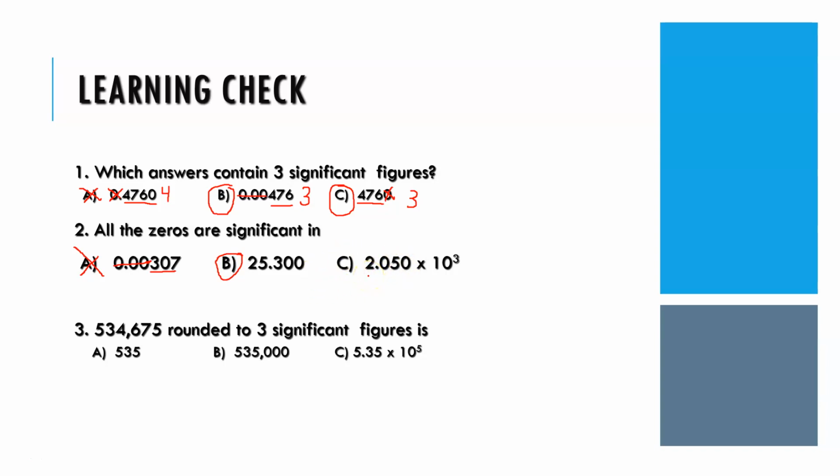But let's check one more answer. This time we have a 0 sandwiched and a 0 at the end. We know those count as well, so that means C is also a correct answer.